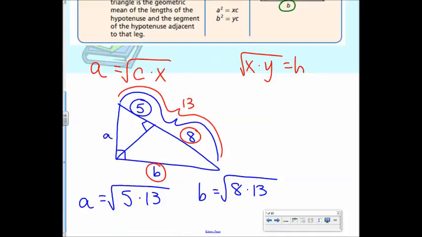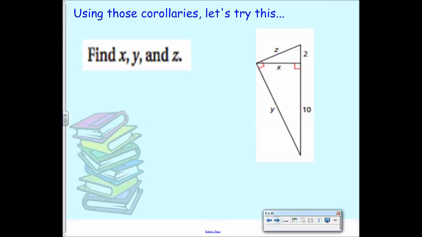Okay, so in this one, I'm looking for X, Y, and Z. So before I start, I want to identify in my big right triangle, what are the legs? 12 is the hypotenuse. What are the legs? Y is one of them. And Z. Y and Z. Because X is the altitude. Okay, so to figure out Z, what would we do? Z would be equal to the square root of what? 2 times 12. And Y would be equal to the square root of 10 times 12.